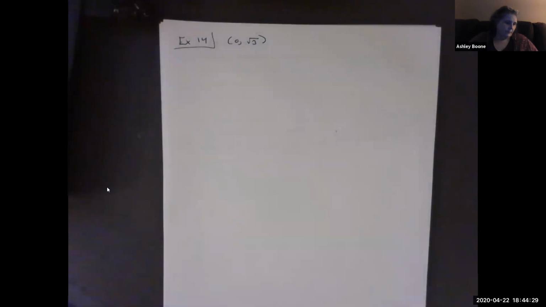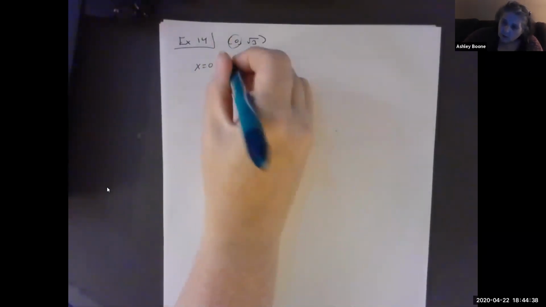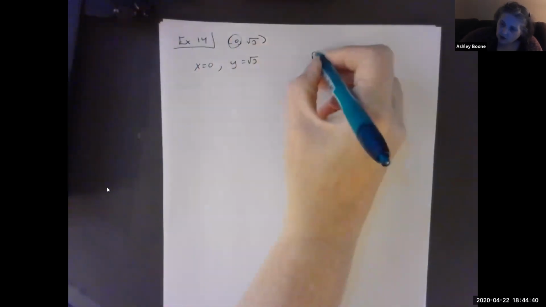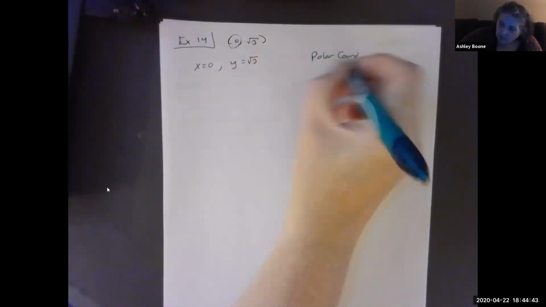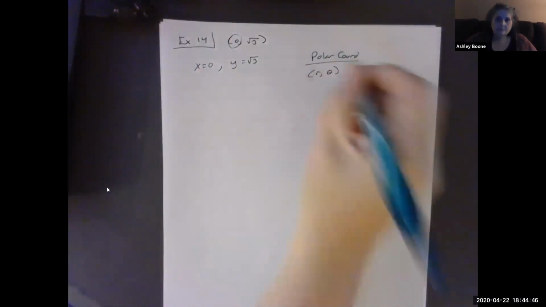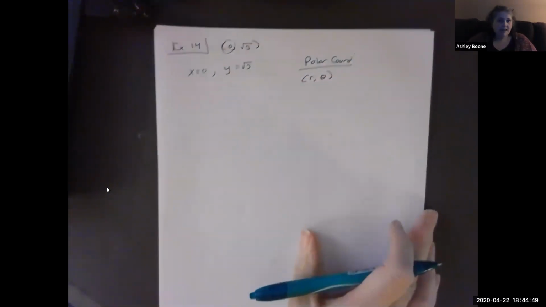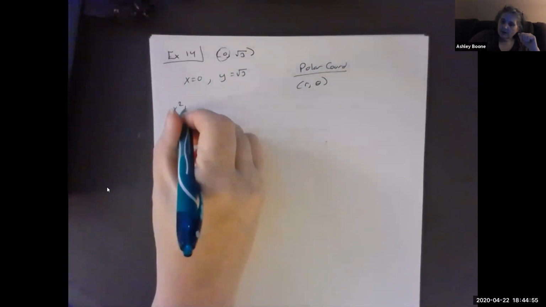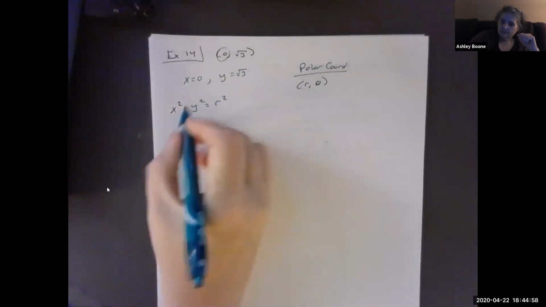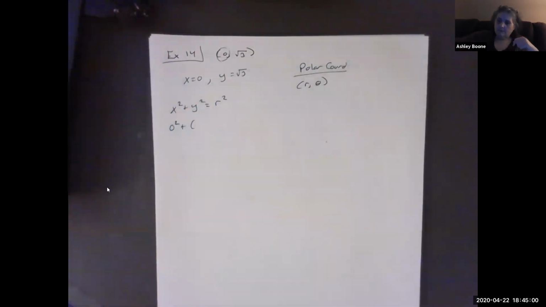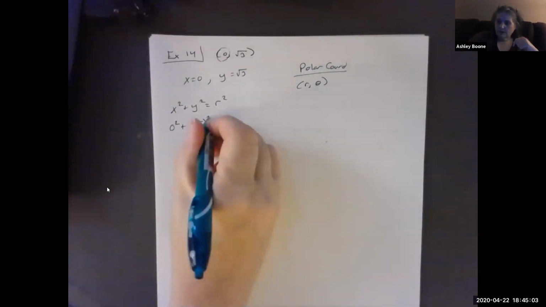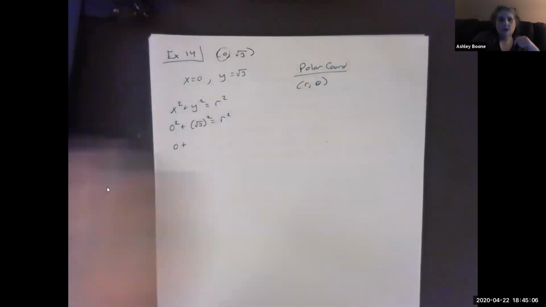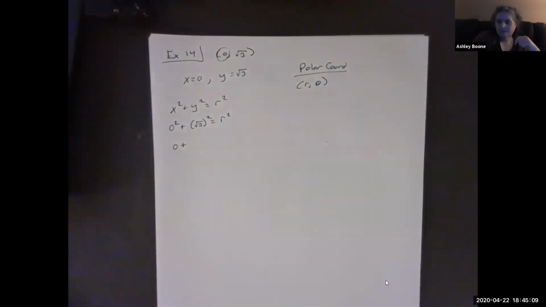Look at this one. We want to convert, again, a rectangular coordinate. So x is 0, y is square root of 3, to polar coordinates. Polar coordinates are in the form r and then theta. Go ahead and pause, take a minute to do this, then check yourself. We know that x squared plus y squared equals r squared. That's 0 squared plus square root of 3 squared equals r squared. That's 0 plus 3.